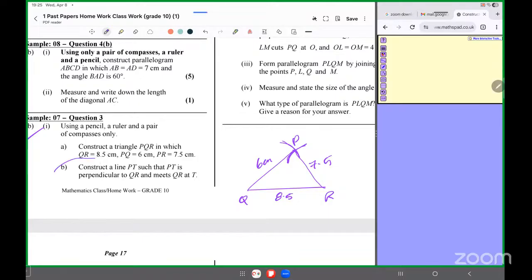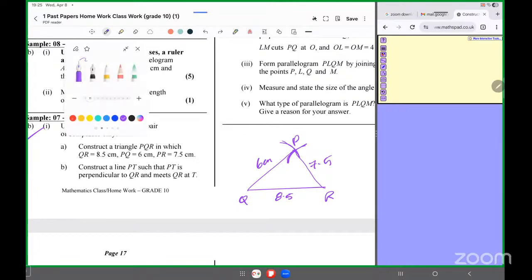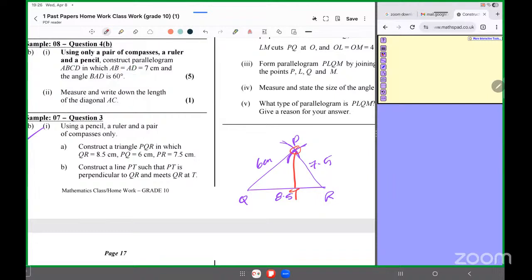Then here, I want to construct the perpendicular PT, such that PT is perpendicular to QR and meets QR at T. So they want us to construct this line, the perpendicular from the point P to T, that red line. Right here says T, and that is 90 degrees. Construct the line PT such that PT is perpendicular to QR and meets QR at T.